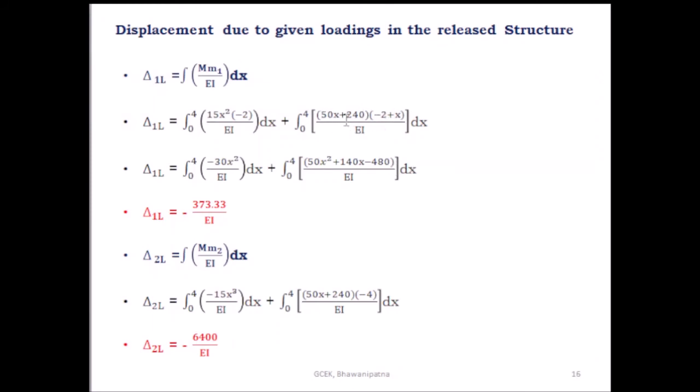This is capital M and this is small m1. Then take the integration here. After taking the integration, you get delta 1L is equal to minus 373.33 by EI. Similarly, find out delta 2L, integration of capital M small m2 by EI into dx.